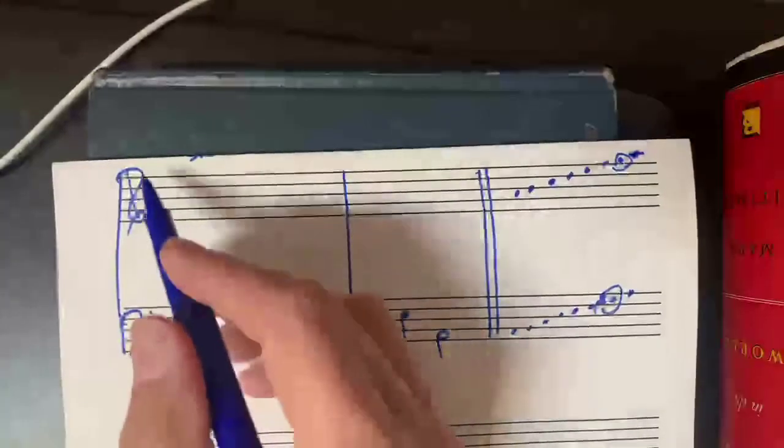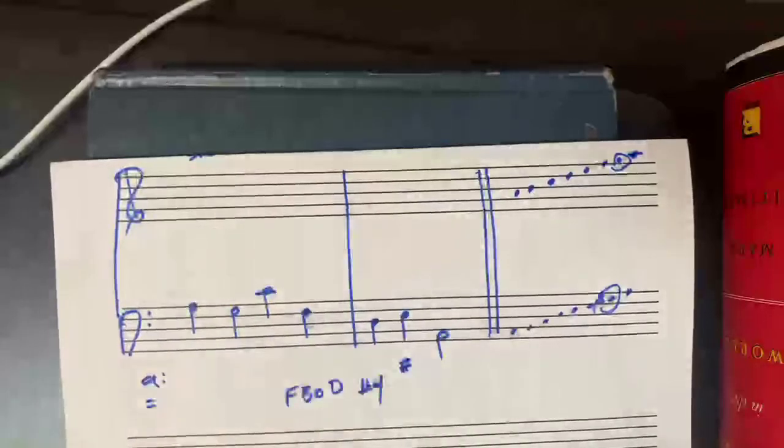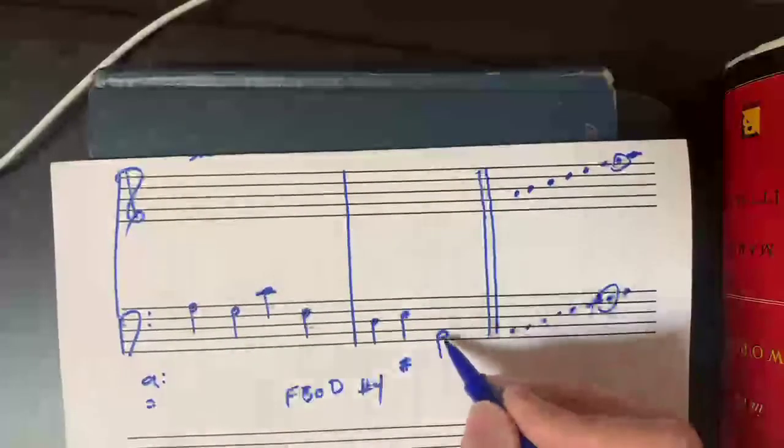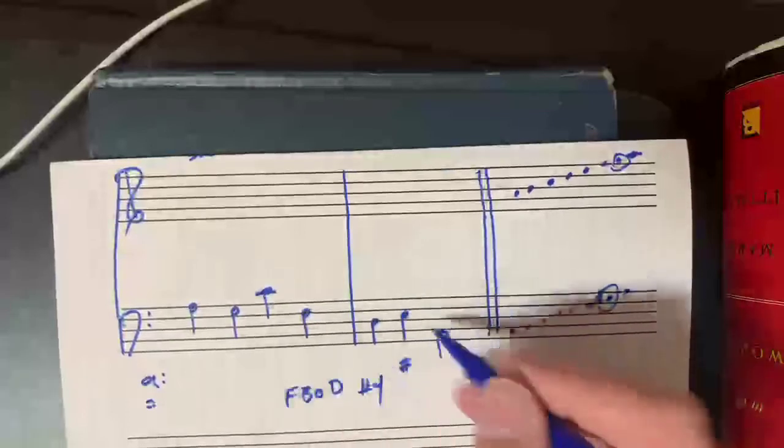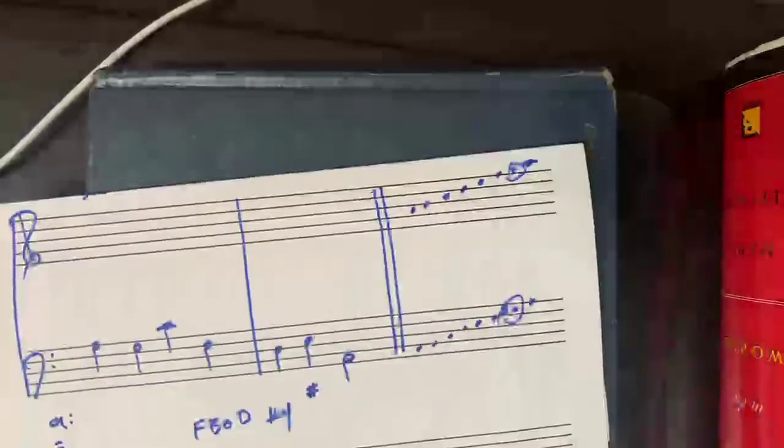So here you can see there's a key signature of nothing, 0 sharps, 0 flats. That's either C major or A minor. First note is A, the last note is A. It goes 5-1 at the end, so this is A minor.